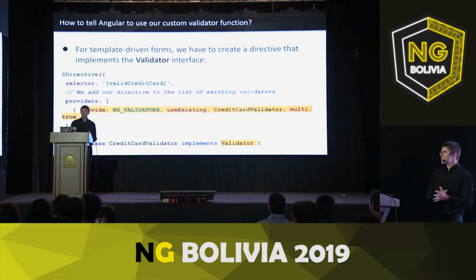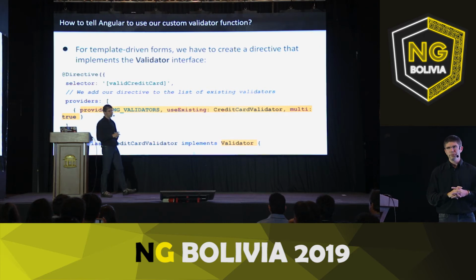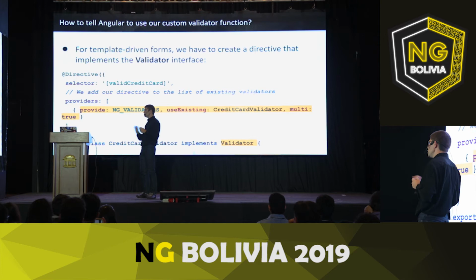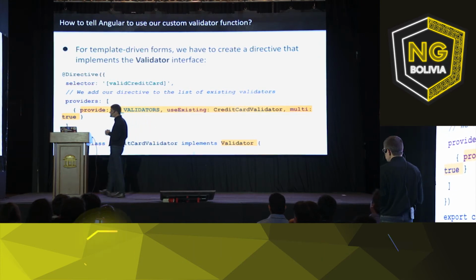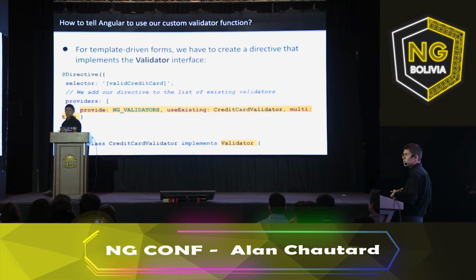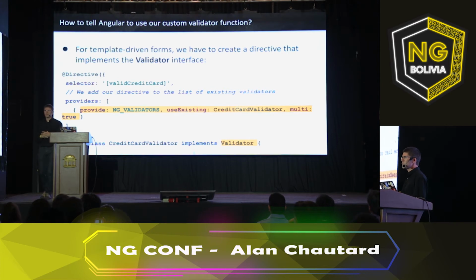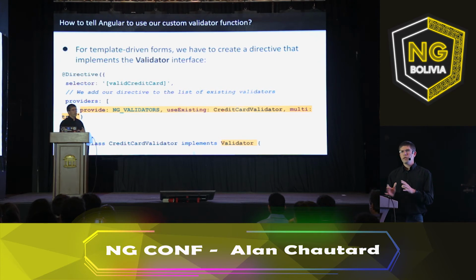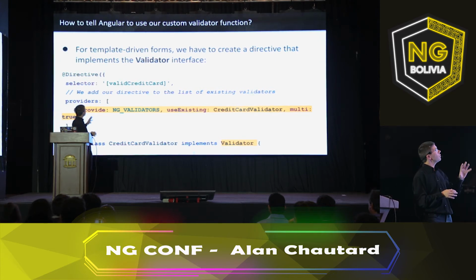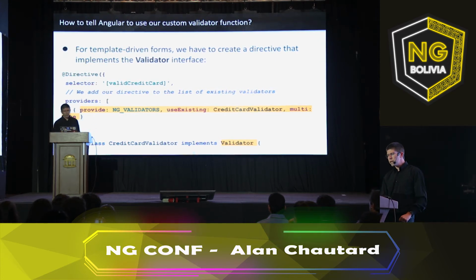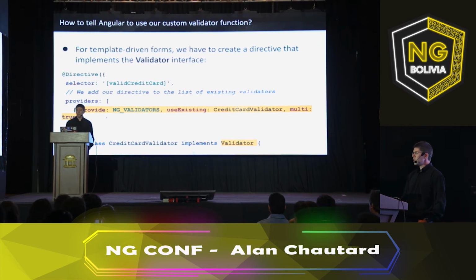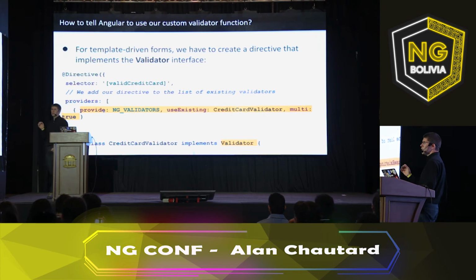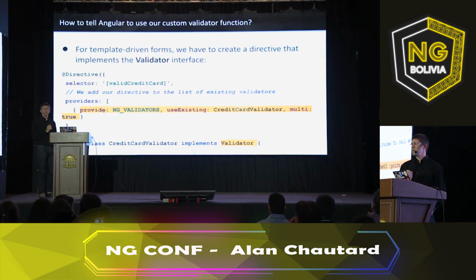Now, how do we do it for a template-driven form? It's actually very similar. We still need a validator function that we're going to use. But it's a little bit more tricky in the way that we actually need to create a directive for this. It's basically a simple recipe that you have to follow. You create your directive, and then in terms of dependency injection, you have to do the following, where you tell Angular that this directive is a validator directive.